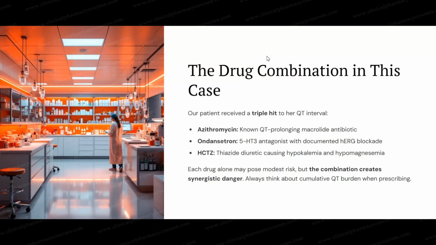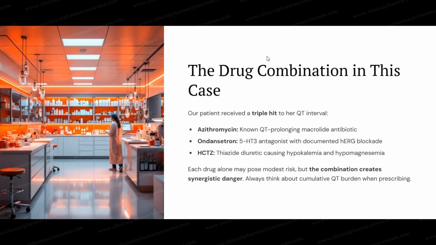Now let's take a look at our patient's medications, see what exactly happened here. The patient basically received a triple hit, as a matter of fact, that led to the QT interval prolongation. And the three medications that have actually led to this case of QT prolongation were, first, the azithromycin, which is a macrolide antibiotic that is known to prolong the QT interval.